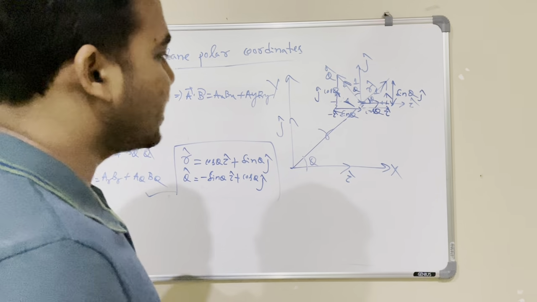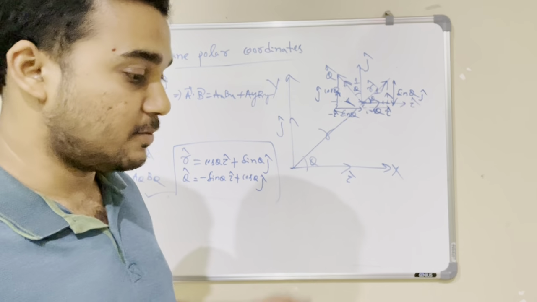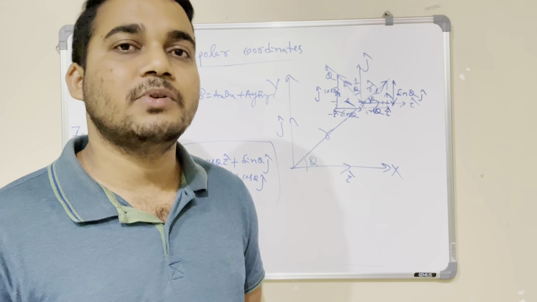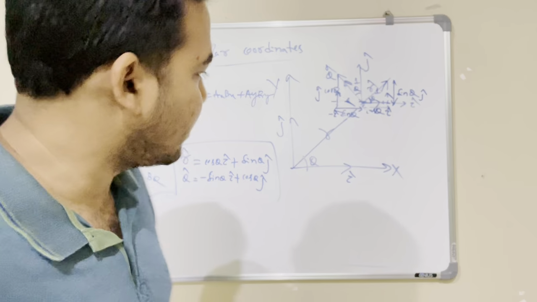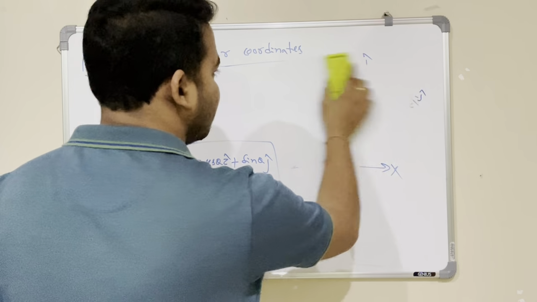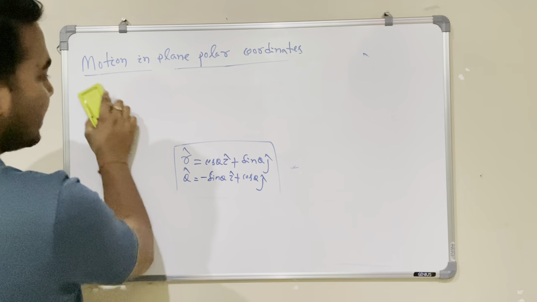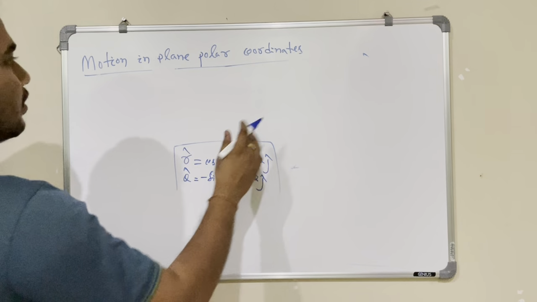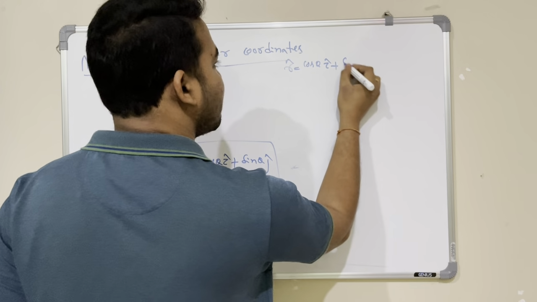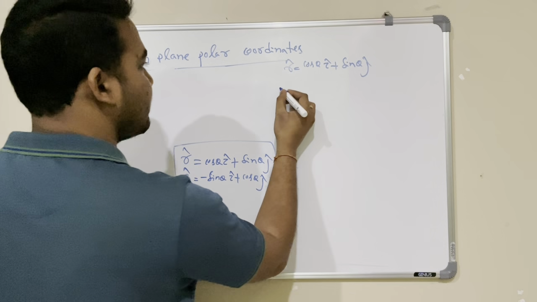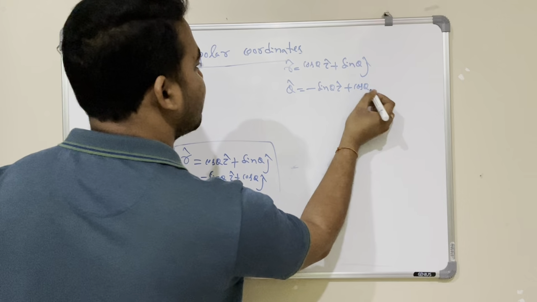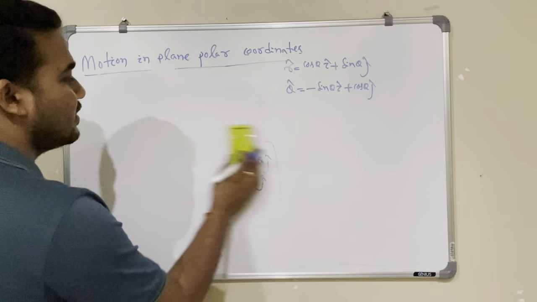Our next task is to calculate the expression for position vector in Cartesian coordinate and polar coordinate system. First we will do the expression for position vector in polar coordinate system, then we will do the velocity, then acceleration. We will do it step by step. The only thing left is r cap equals cos theta i cap plus sin theta j cap, and theta cap equals minus sin theta i cap plus cos theta j cap. So this is the thing.